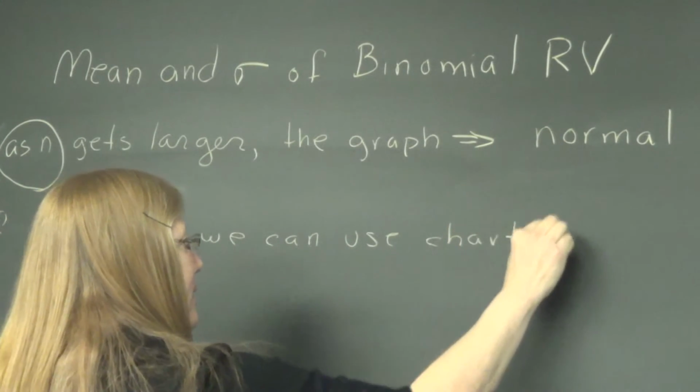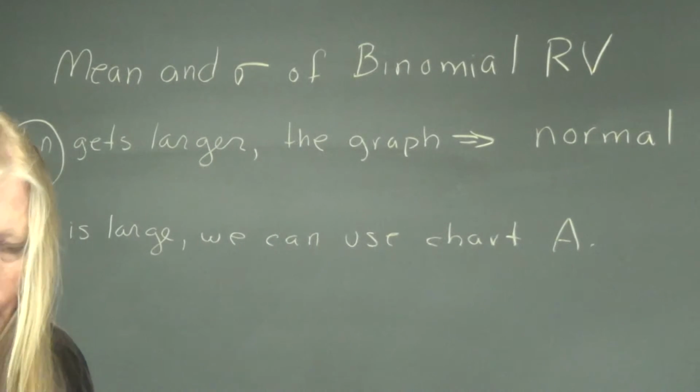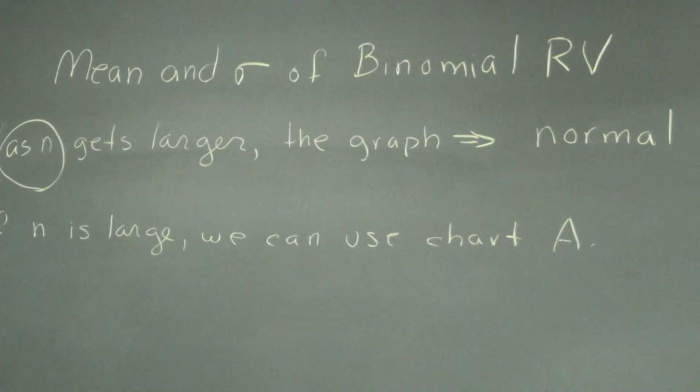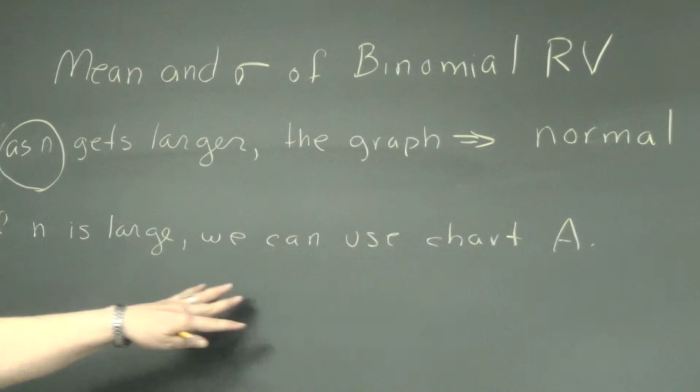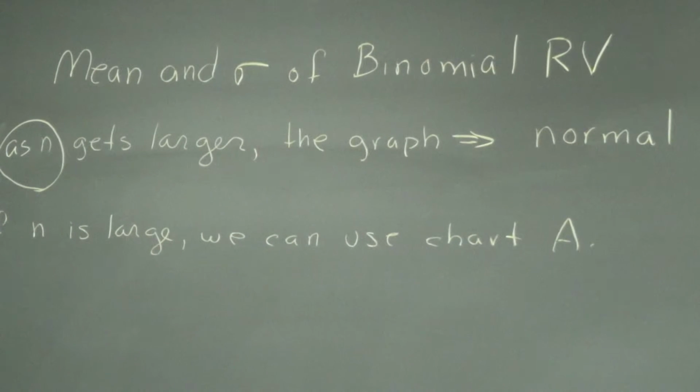Oops, I think I hit snooze. All right, so how large is large? I was waiting for someone to say that. You let me down. So you always say that. If n is large, we can use chart A. So how large is large? Would you say 20 is large? Would you say 50 is large? There's probably some equation. Yes, there is. So here's the answer to that.